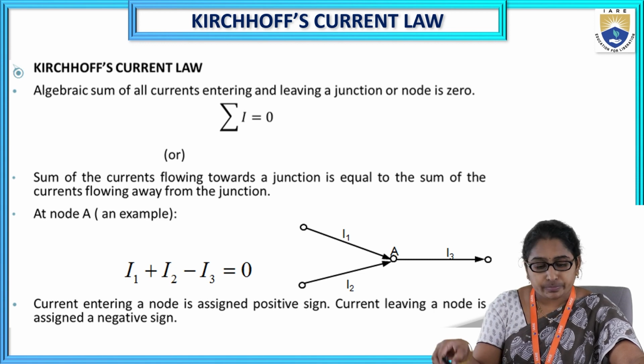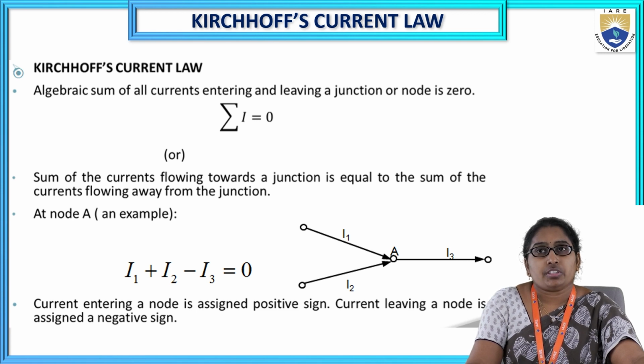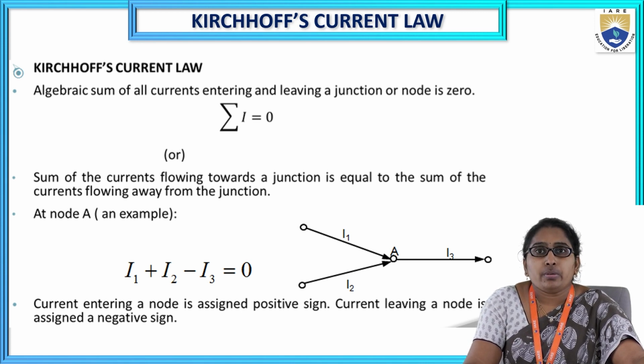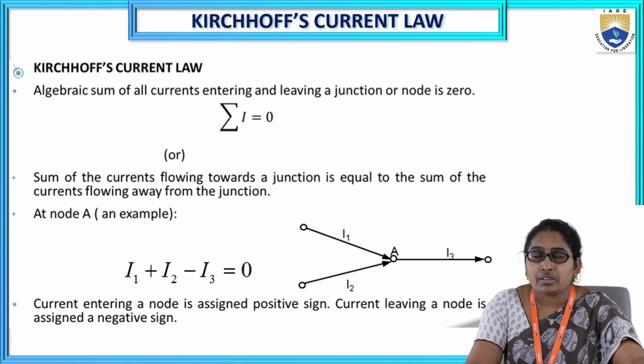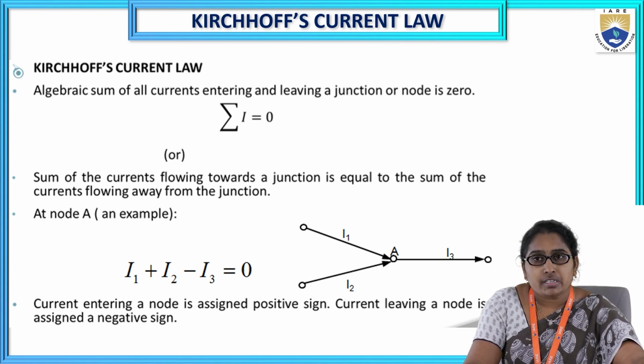KCL states that the algebraic sum of all currents entering and leaving a junction or a node is equal to 0. We know already what a junction in a circuit is. Junction or node: a junction means a point where two or more elements are connected. A node means a point where more than two elements are connected. So KCL states that the algebraic sum of all currents entering and leaving is equal to 0.